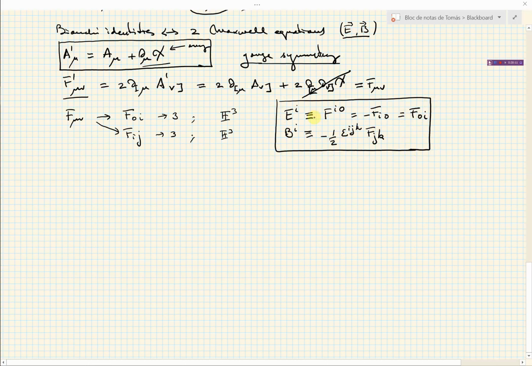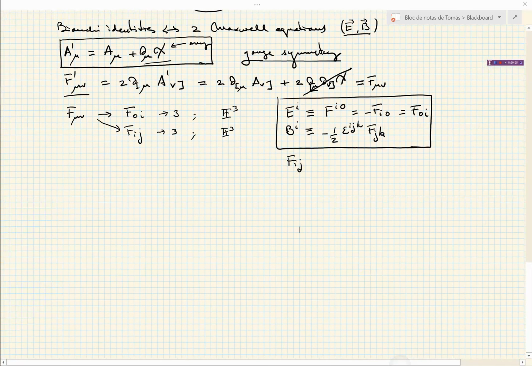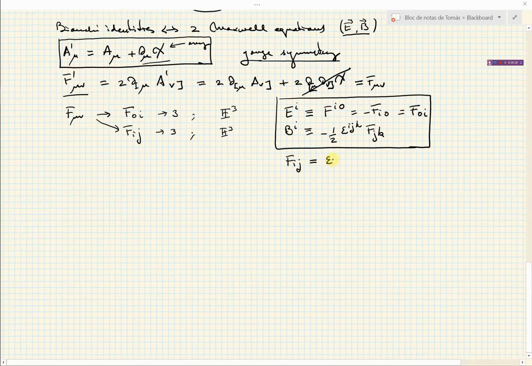The relation between F^{i0} and E^i is obvious. The inverse relation between F_ij and B^k is that F_ij is equal to minus epsilon_ijk B^k. How do I know this? This is another mathematical exercise, and you need to know this in order to make explicit computations. So let me check that this is correct.